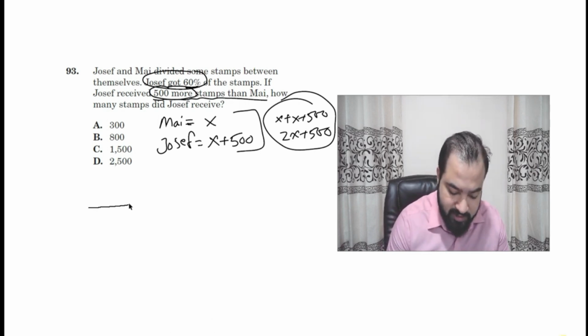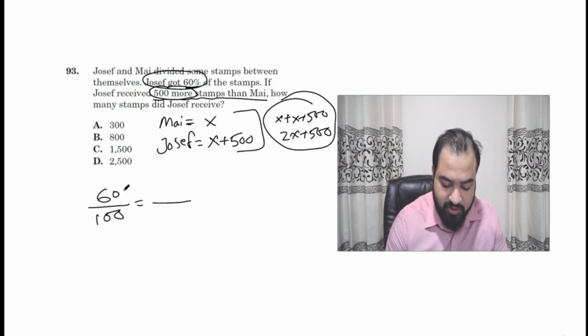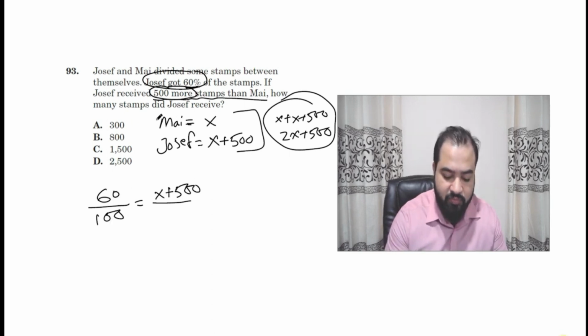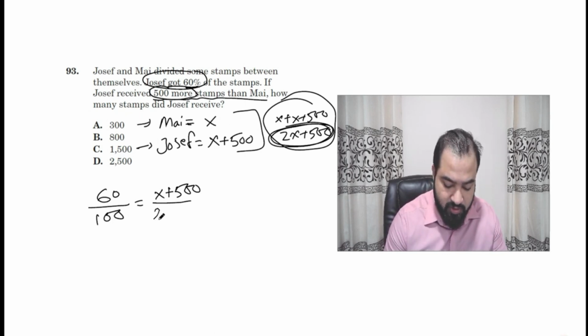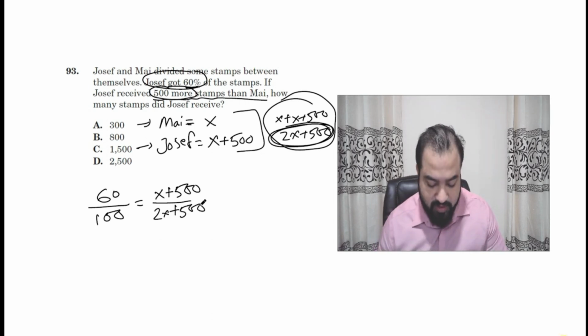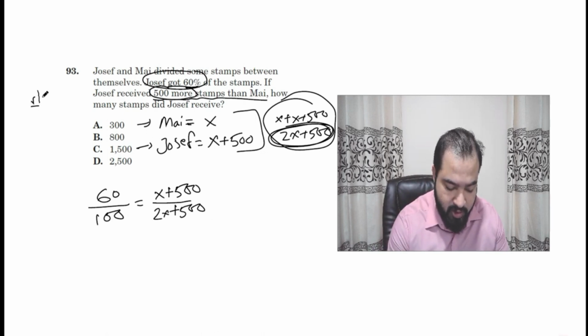But Joseph got 60%, which is 60 over 100. We're going to set up a proportion. The 60% is Joseph, so we write X plus 500, which is proportional to 60%. What is the 100%? The total of May and Joseph, so that's 2X plus 500. We found it by adding them together. So you know the percent, how we find it, we always do a part over whole. It's part over whole equal to percent over 100. That's pretty much what I did.